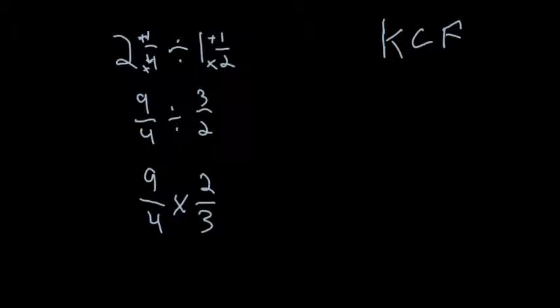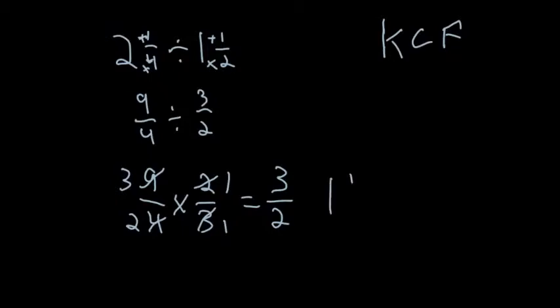And here I can reduce ahead of time. 2 goes into 2 once, 2 goes into 4 twice, 3 goes into 3 once, 3 goes into 9 3 times. So I can do 3 times 1 is 3, 2 times 1 is 2, 2 goes into 3 once with 1 left over. So my final answer is 1 1/2.